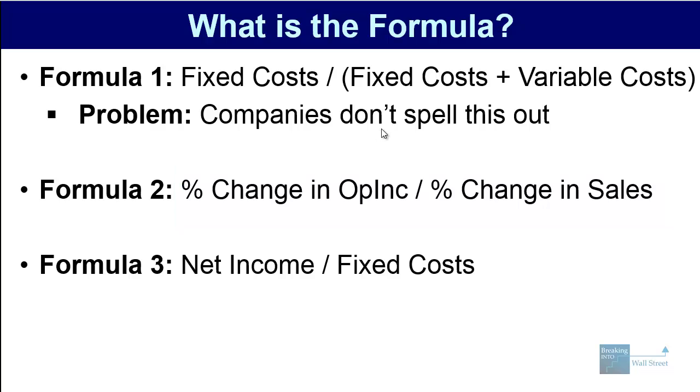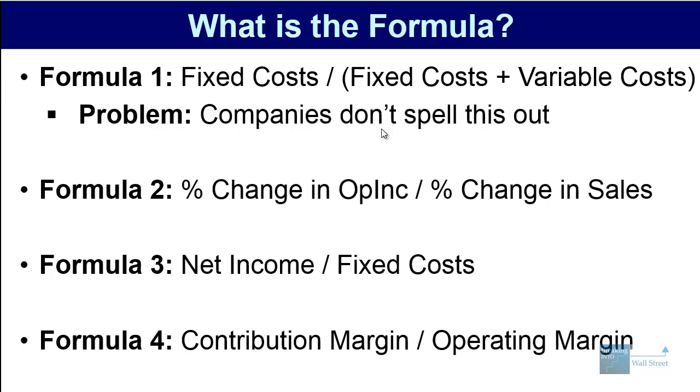A third formula I found is that you can take net income and divide by fixed costs. This one I don't think is terribly helpful because it doesn't have anything on the change in sales or the change in operating income or anything like that. And then a fourth formula that I found is to take the contribution margin and then to divide by the operating margin. The contribution margin relates to the company's variable expenses and shows the margin on just those variable expenses. So you ignore fixed costs and you just take the expenses that are related to the company's variable costs, and then you compare that to the operating margin because the operating margin includes both the fixed and the variable expenses.